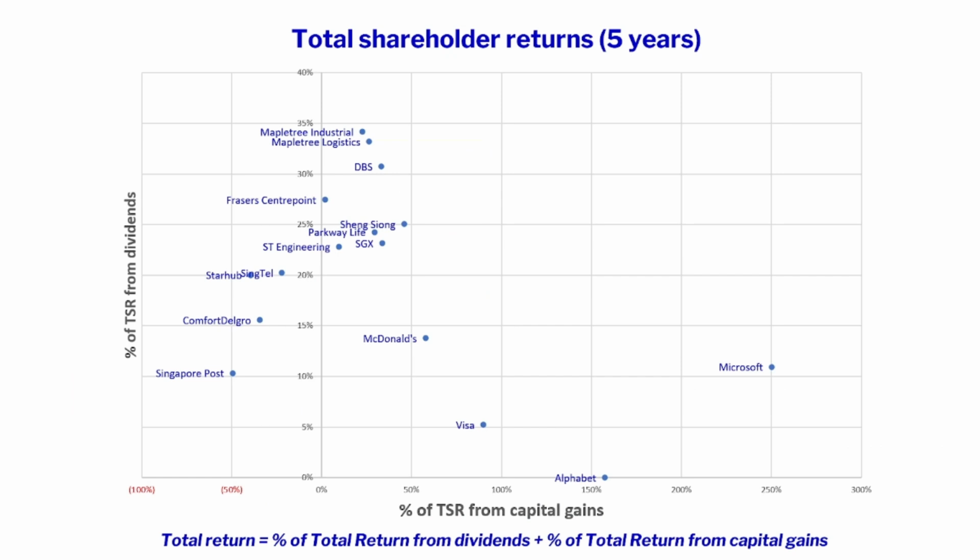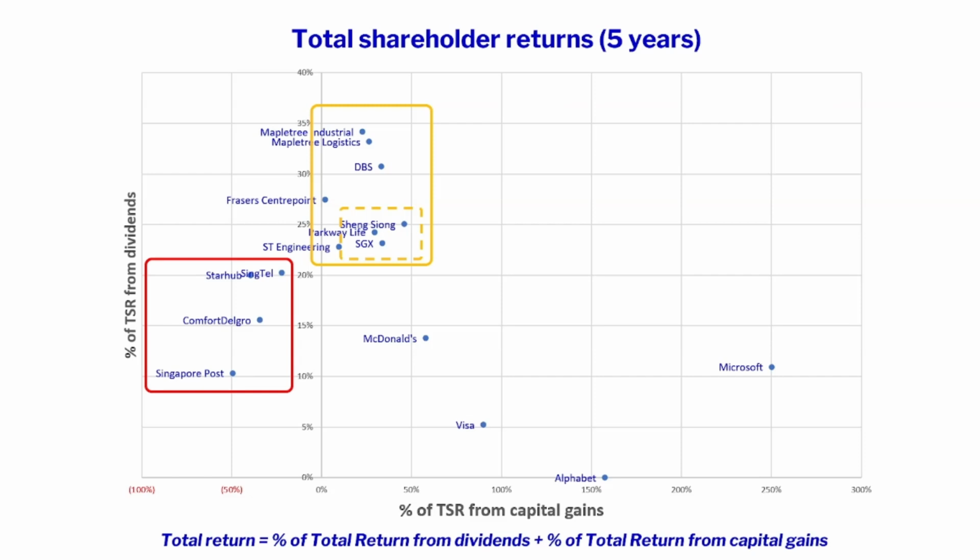Here's a sample of companies with their total shareholder returns measured over the last 5 years, from 2018 to 2023. The first group is a group where more than 20% of the returns are from dividends. It's a mix of dividend growth stocks such as SGX and Sheng Siong, and REITs such as Mapletree Industrial and Mapletree Logistics. The second group consists of dividend traps like SingPost, ComfortDelGro, and Singtel.